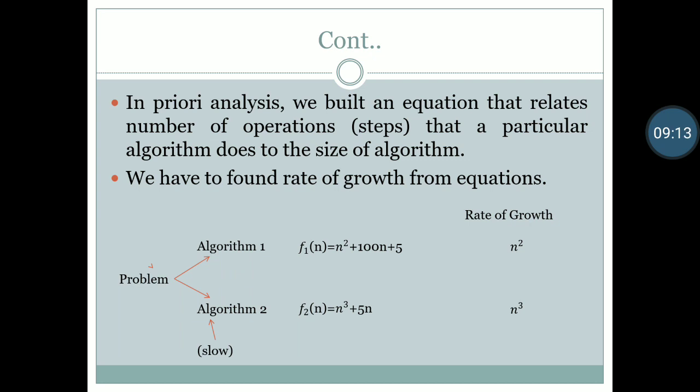Consider this: if our rate of growth is more, then our algorithm will be slow. So here in algorithm 1 the rate of growth is n power of 2, and in algorithm 2 the rate of growth is n power of 3. The conclusion is that algorithm 2 will be slow. So on the basis of it we have to select algorithm 1.